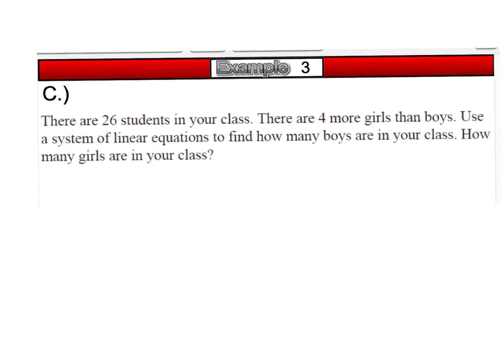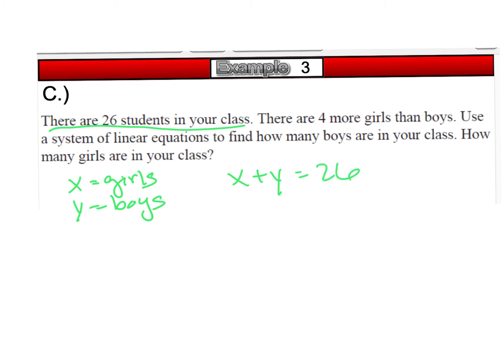Let's try another one. Same thing. There are 26 students in your class. We have girls and boys. So let's make x be girls and y be boys. This one doesn't specify it, but we got to know which one is which. If you don't, when we start solving these, you're going to get it wrong. So if I have 26 students in my class, that means the girls plus the boys equals 26.